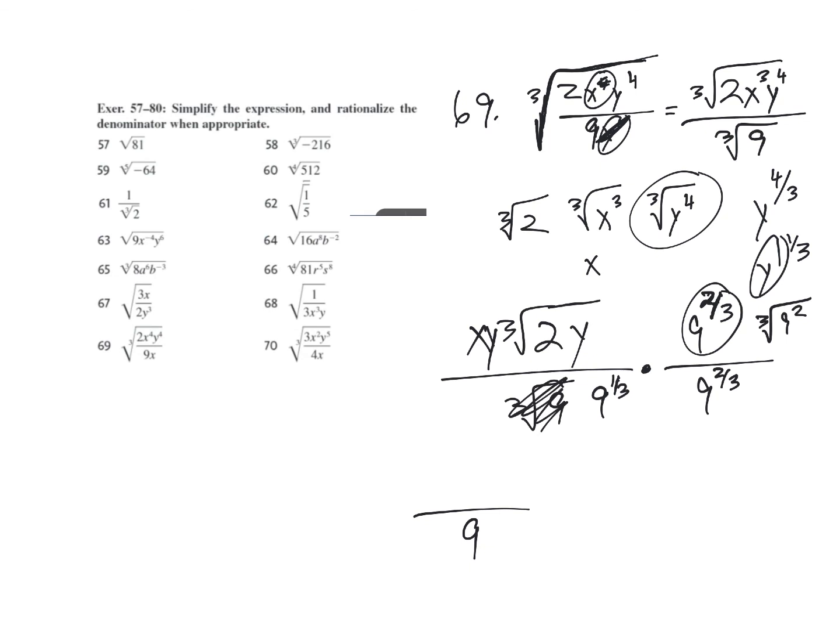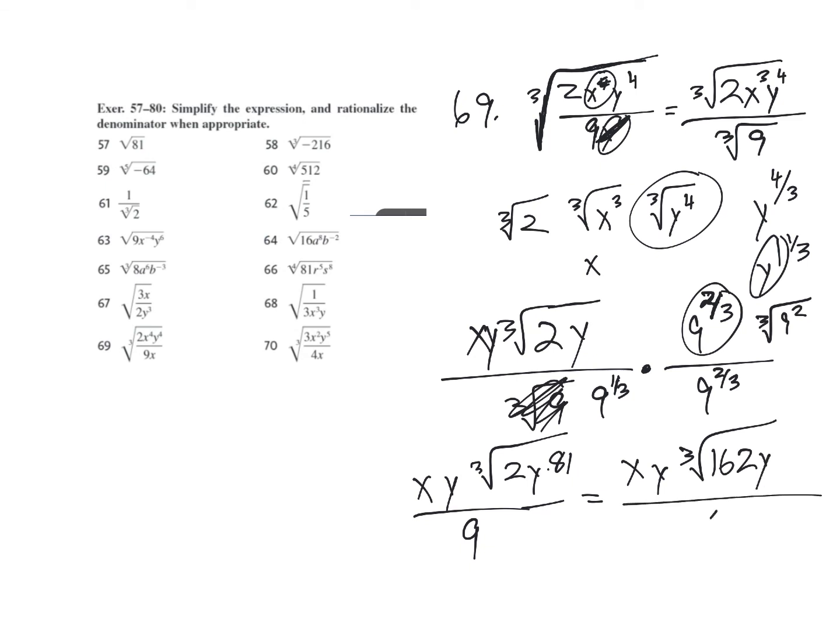So if we put those together with the top, you have an x on the outside, a y on the outside, and the cubed root of 2y times 81. So x, y, cubed root of 162y, all over 9. And that's your final answer. Okay, now let's get to number 70.